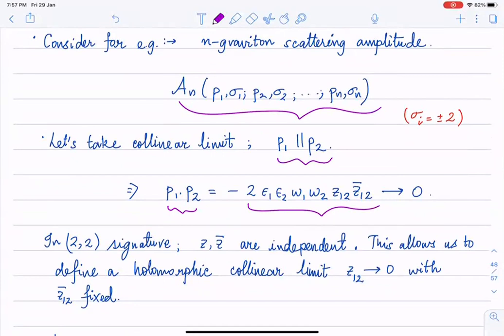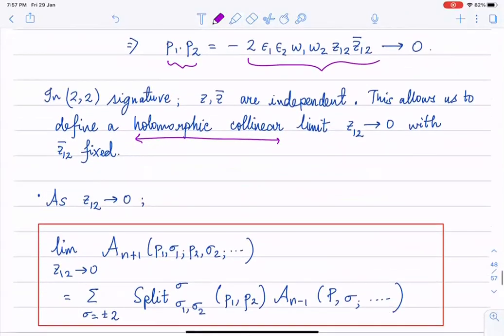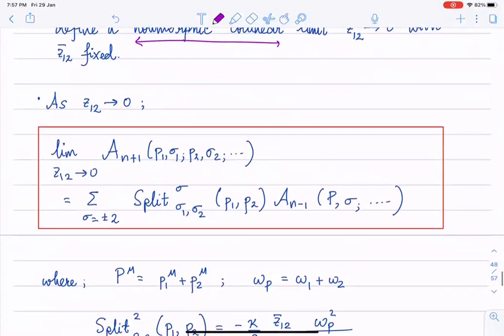while keeping z bar 12 fixed. That is what is known as the holomorphic collinear limit, because we are taking z and z bar to 0 independently. Then what you can show is that in this limit, if you have some graviton scattering amplitude, that object factorizes in the following fashion.